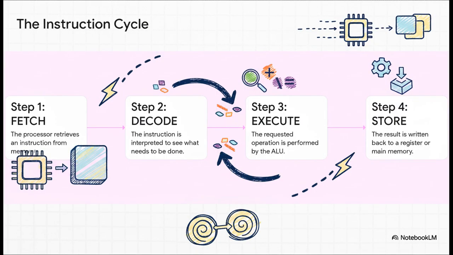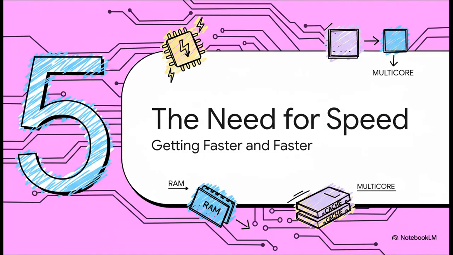And that architecture enables the computer's fundamental rhythm, the instruction cycle. It's a simple four-step loop that happens billions of times every second. First, the control unit will fetch an instruction from memory. Step 2, it will decode that instruction to figure out what it's being asked to do. Third, the instruction gets passed over to the ALU to be executed. That's when the math or logic happens. And finally, the result is stored either in a super fast register or back in main memory. Fetch, decode, execute, store, over and over and over again. So that little four-step cycle, that's the engine of all computing.